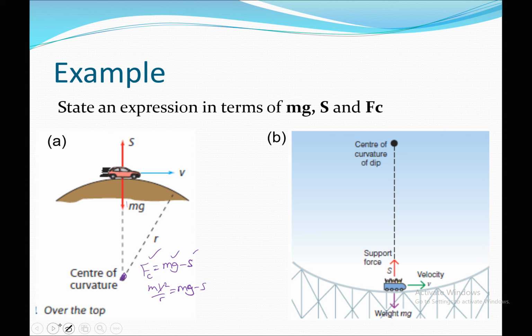Let's see example number 2. Okay, the car is moving on the bridge. The weight is acting vertically downwards, and there is, of course, the normal reaction force upwards, or the support force upwards, towards the center of curvature. So the centripetal force Fc equals the difference between the two forces. So it is going to be S minus the weight, which is mg. The resultant force towards the center of curvature is S minus mg, or it would be mv squared over r equals S minus mg, as required.